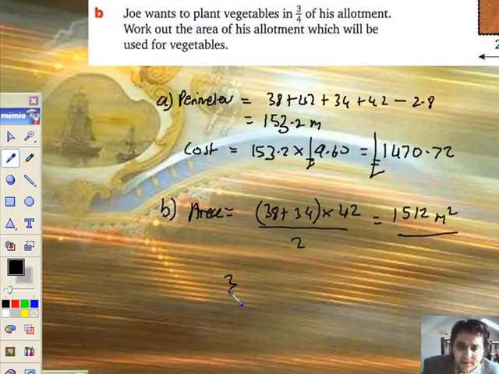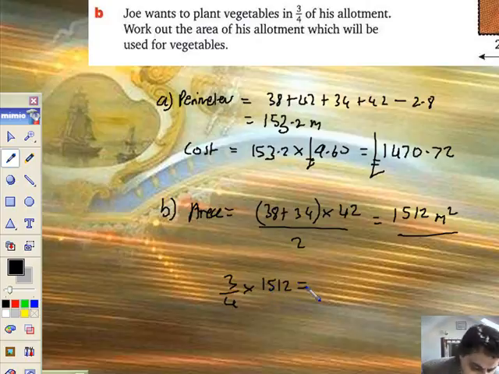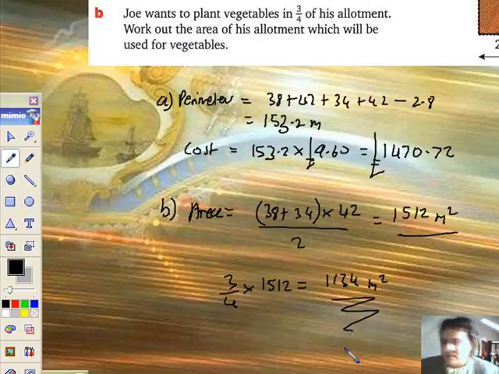So 3/4 of 1512 is, so I'm going to multiply it by 3, press equals, and divide it by 4 to get 3/4 of it. 1134 meters squared of area, and that's your final answer.